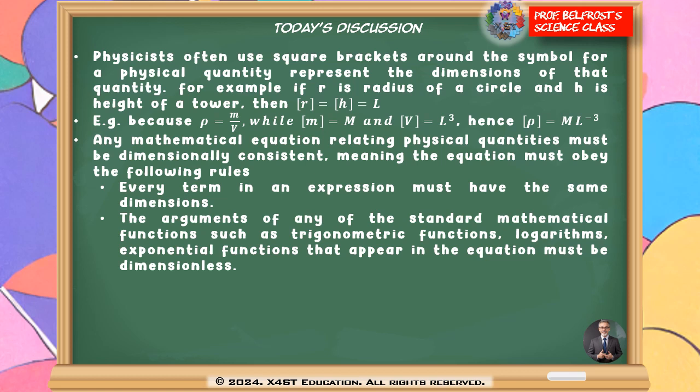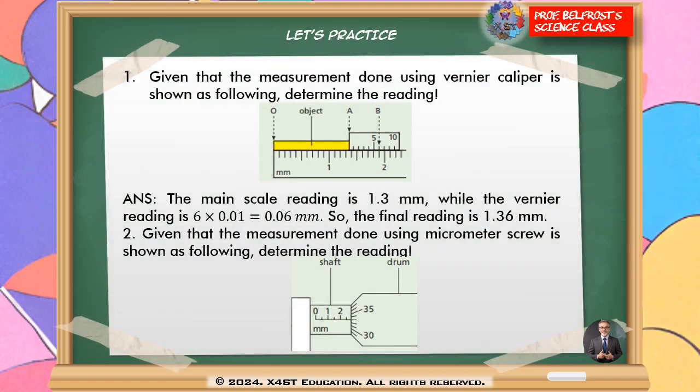That's very simple, right? Any mathematical equation relating physical quantities must be dimensionally consistent, meaning the equation must obey the following rules. First, every term in an expression must have the same dimension. Second, the arguments of any of the standard mathematical functions, such as trigonometric, logarithm, and exponential functions, that appear in the equation must always be dimensionless. So that's the lesson for chapter 1.